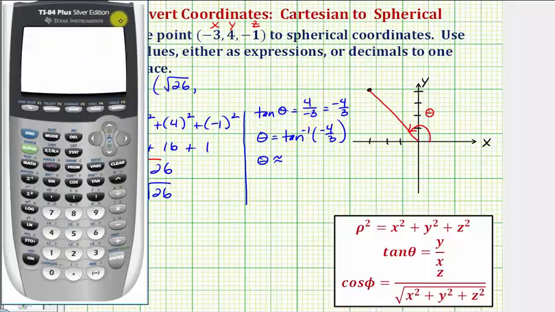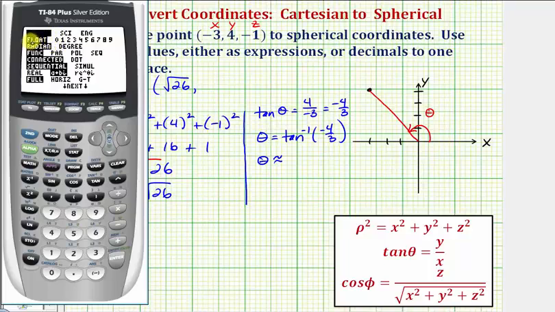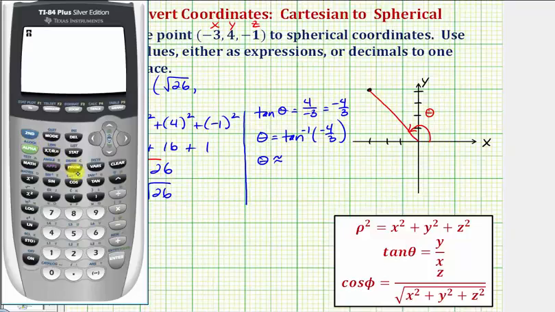Let's make sure we are in radian mode, so we'll press the mode key. Notice radian is highlighted, so we'll go back to the home screen, and we'll enter second tangent for inverse tangent, -4 divided by 3, close parenthesis, and enter. Notice how the calculator is giving us a negative angle that terminates in the fourth quadrant. So this is not the angle we're looking for, but this angle still does have a tangent function value of -4/3. The reason the calculator is giving us this angle is because, remember, the output, or range, of inverse tangent is from -π/2 to +π/2 radians.